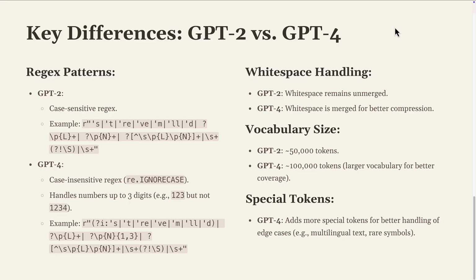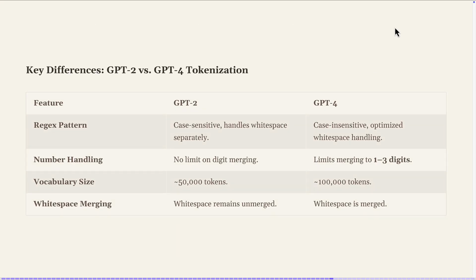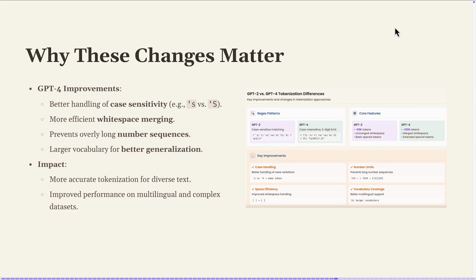Okay, special tokens. So GPT-4 adds more special tokens for better understanding, and I'm going to introduce special tokens. And this is just a summary. So these changes have dramatically improved the performance of GPT-4 models. Of course, not only this, but also other considerations, because of better handling of case sensitivity, more efficient white space merging, and preventing overly long sequences by merging spaces, for example, and better generalization.